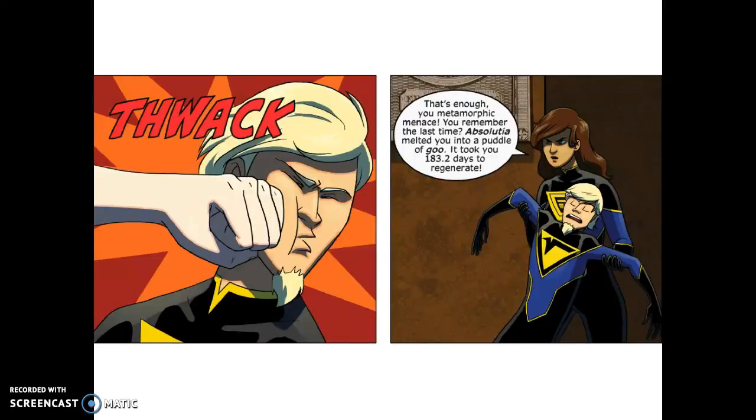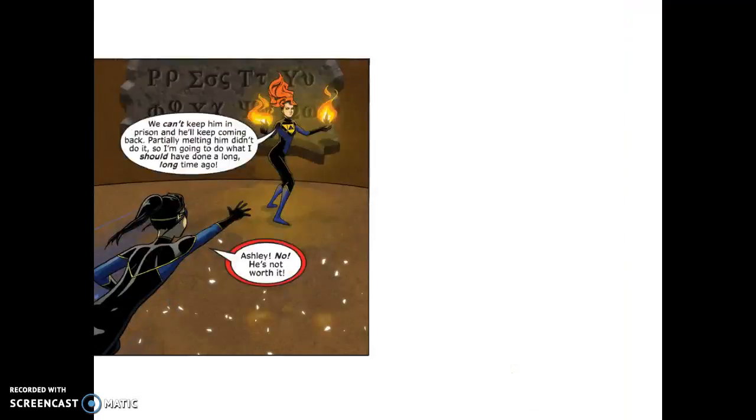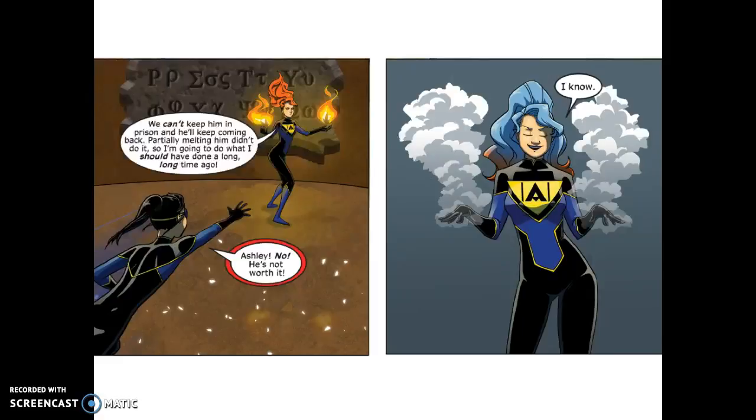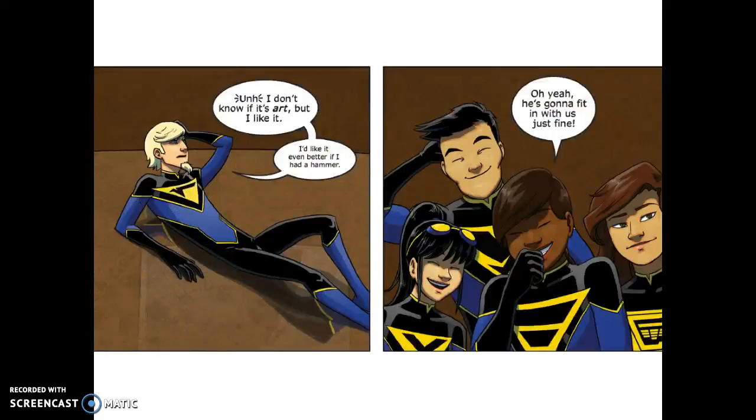Little math in there, 183.2 days. You can talk about what part of a year that is. And then there's the big fight. And as the calculator notes, Absolutia raised the temperature 32.7 degrees. You could throw a little math in there for that too. And it looks like she's about to melt him. And once again, your ability to pace the story yourself comes in handy because she's not going to melt him. She's going to freeze him. And so she basically turns him into a big poser sickle.